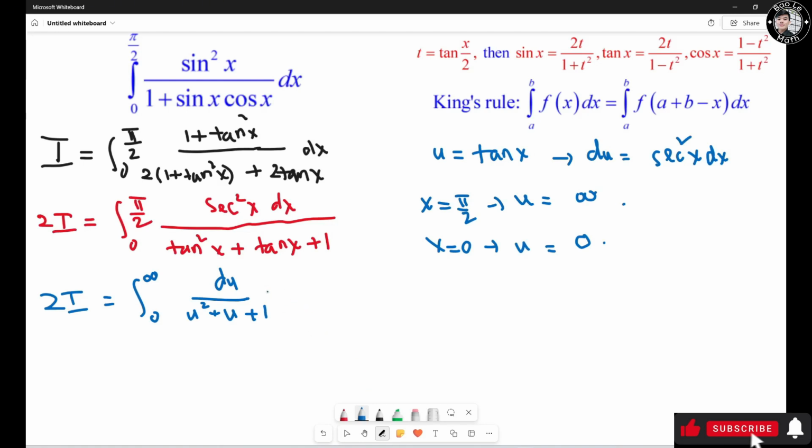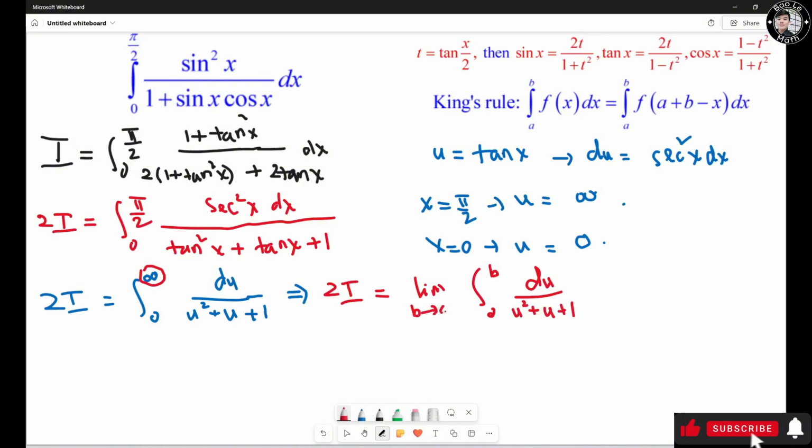Now I'm going to use the complete square formula to solve this problem. Before I do that, I need to rewrite 2I, because this is an improper integral, so I need to convert it to a limit. So I have 2I equals the limit of the integral from 0 to b of du over u squared plus u plus 1 as b approaches infinity. Now, to do this one, I need to use the complete square formula.